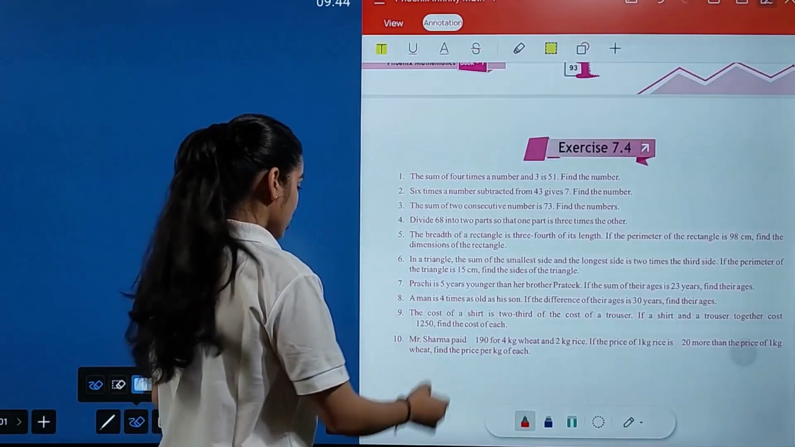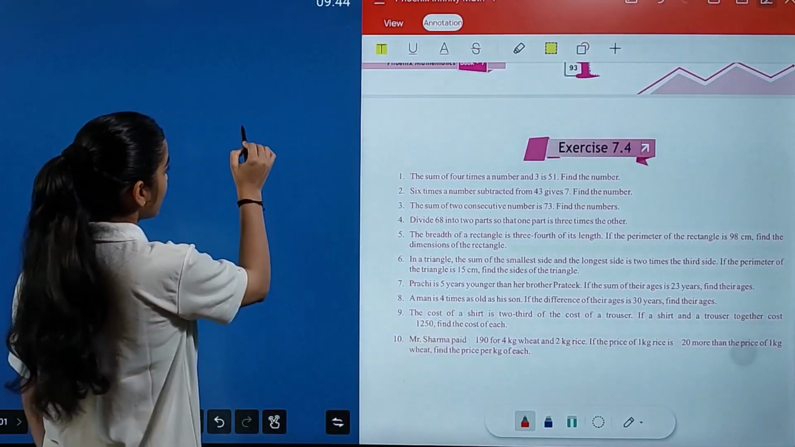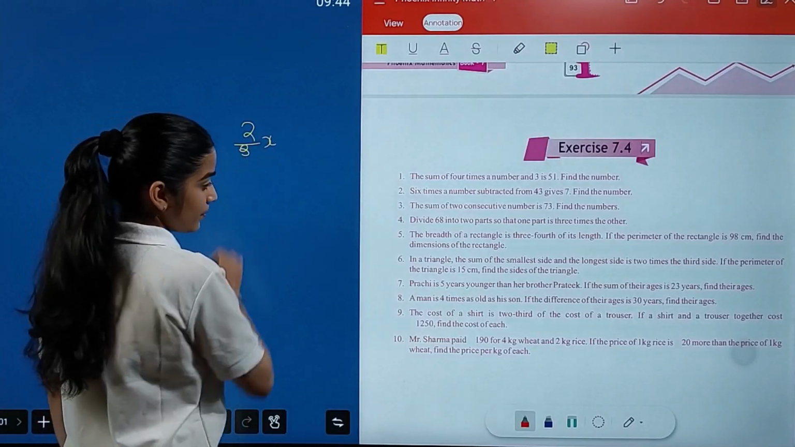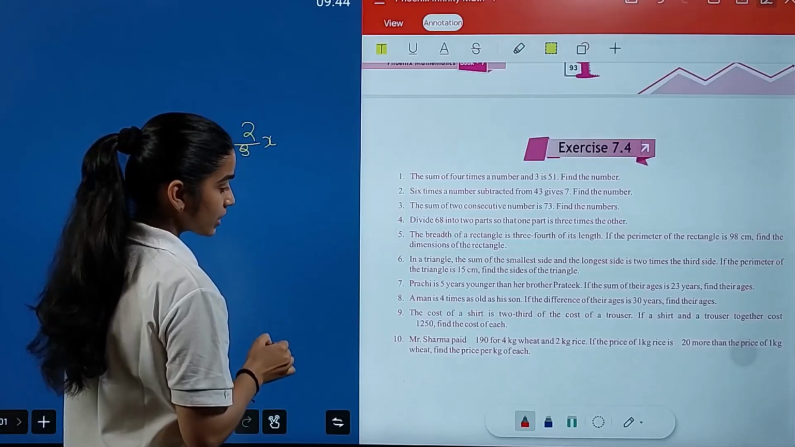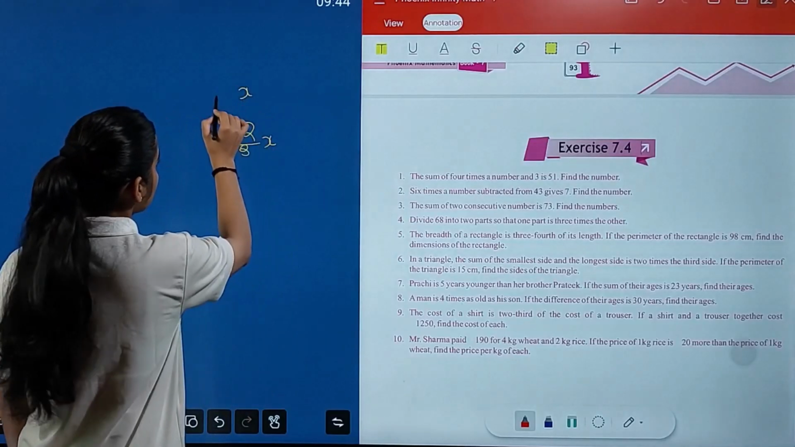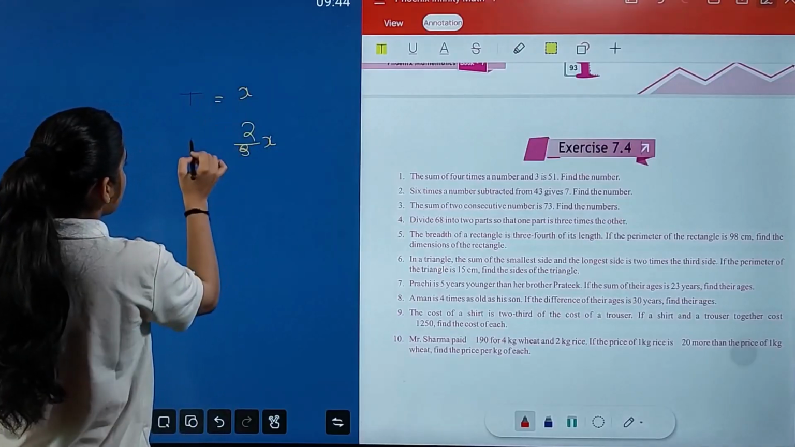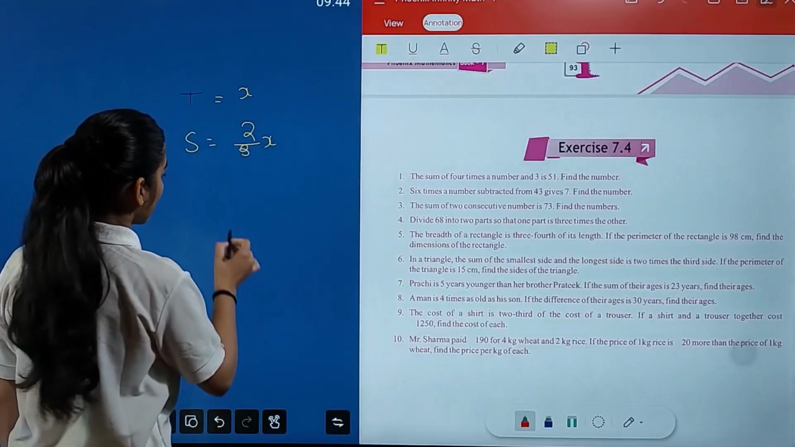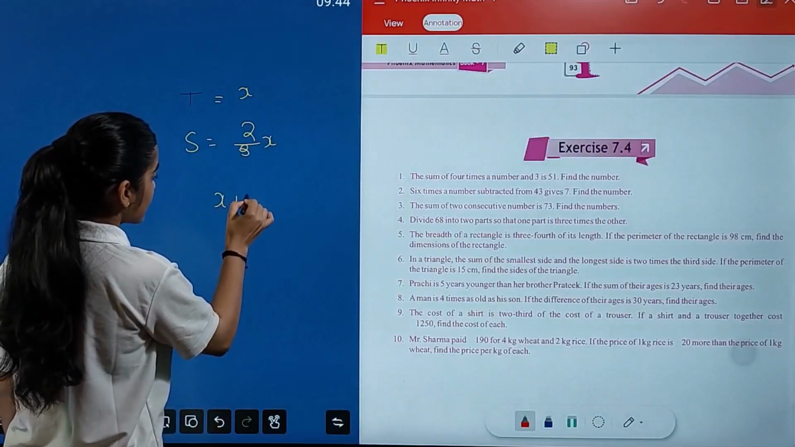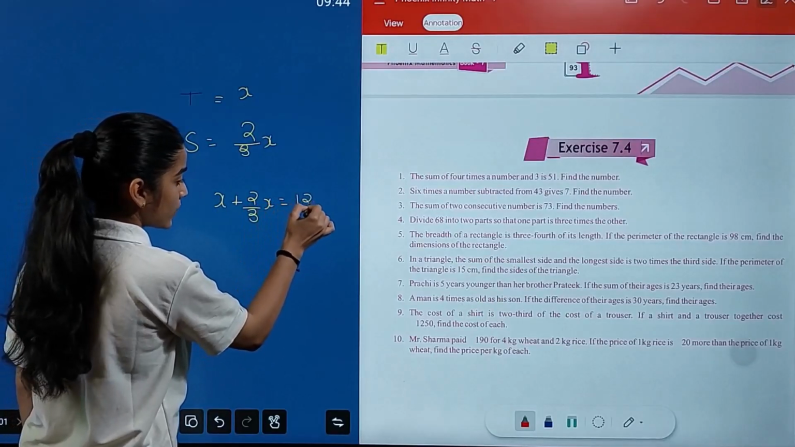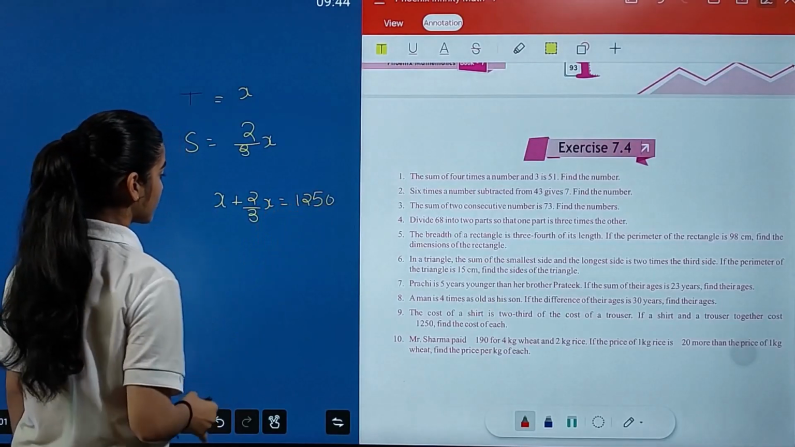One more question. The cost of a shirt is 2/3 of the cost of a trouser. If a shirt and trouser together cost 1250, find the cost of each. So let's take trouser cost as x and shirt cost is 2 by 3 x, and the total sum, so x plus 2 by 3 x is equal to 1250.